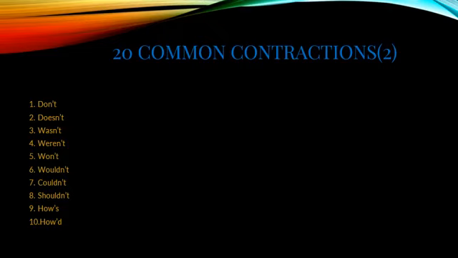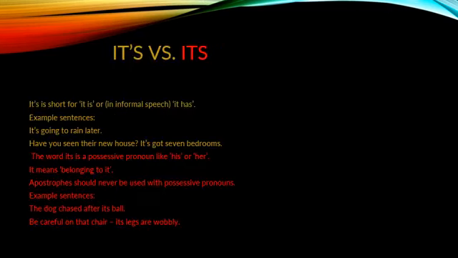Let us have a look at some examples which are commonly confused, which denote contractions that are very usually used by students. First one, it's versus its. Although these two have the same pronunciation, the usage of these two is very different. It's is short for it is, and it's sometimes used as a contraction for it has. An example sentence will demonstrate the usage of it's.